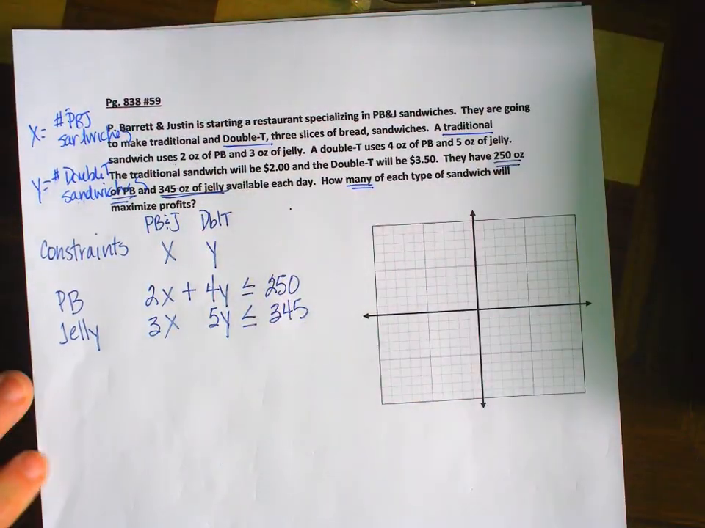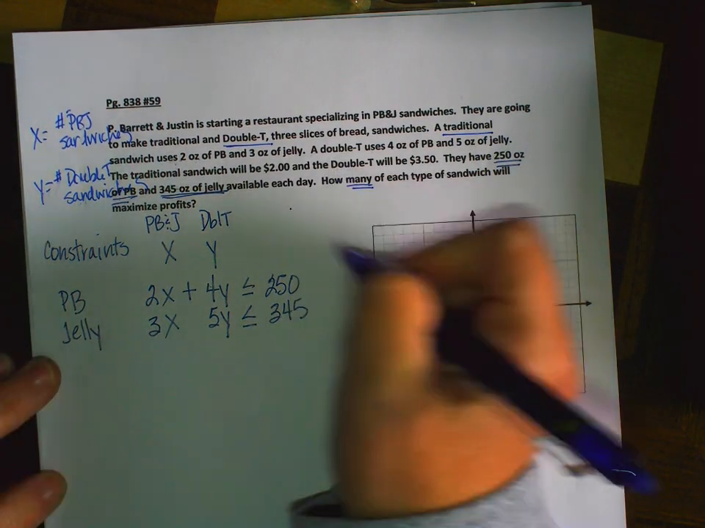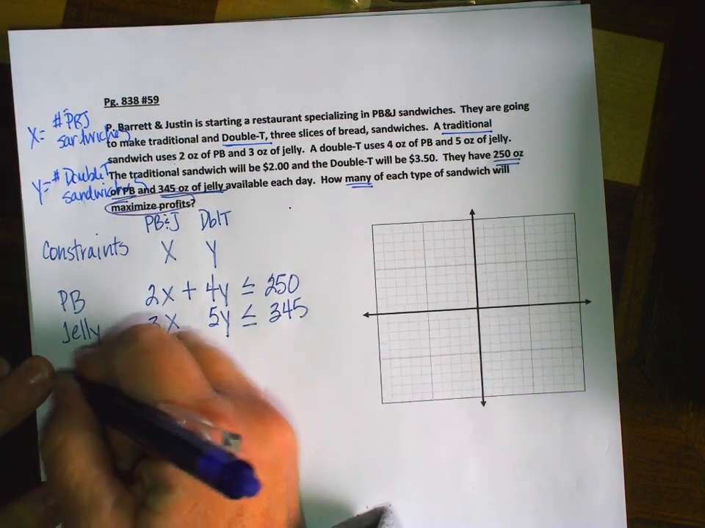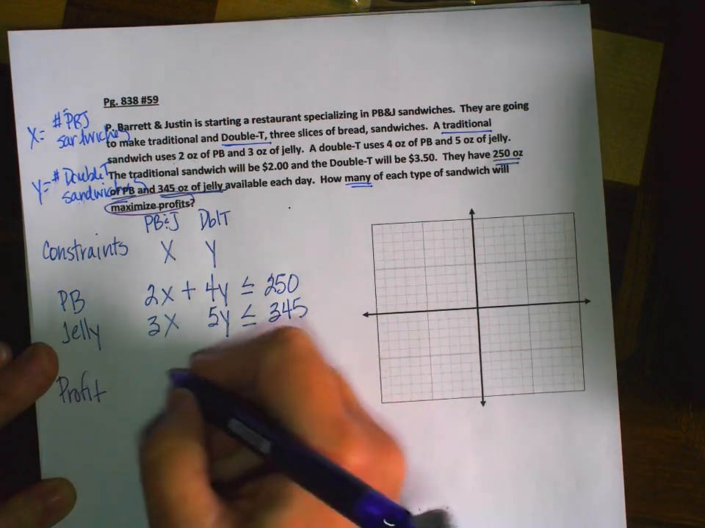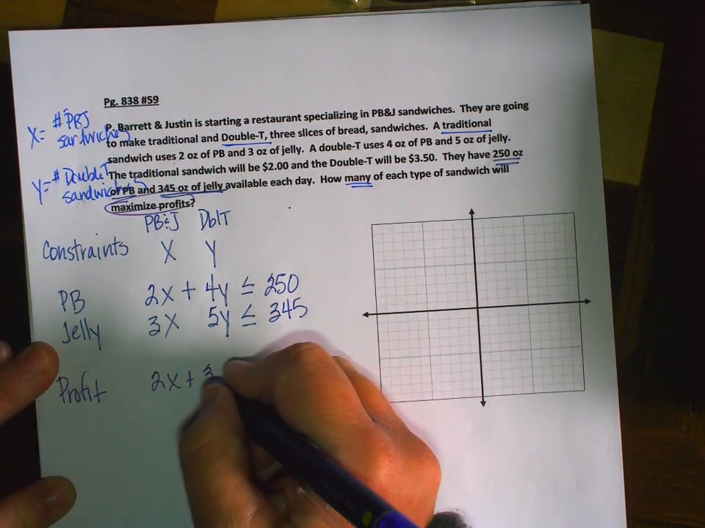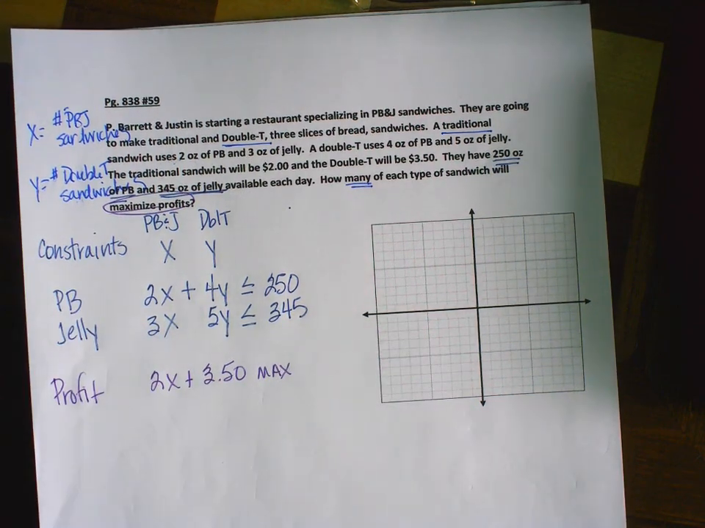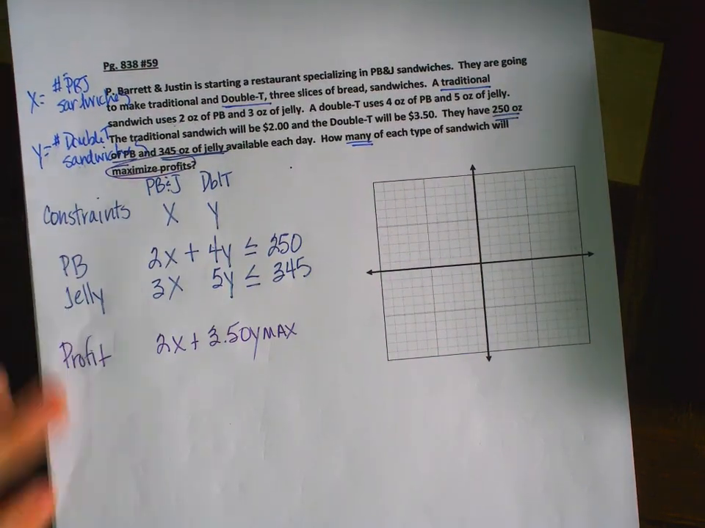The next thing that we do is we write the equation to be maximized or minimized, and we are trying to maximize profits. Okay, so my profit on a traditional sandwich is $2, and on a double T, I make $3.50, and I want to maximize that. Okay, so I want the one with the highest value. Oops, this should be Y. Highest value. All right.